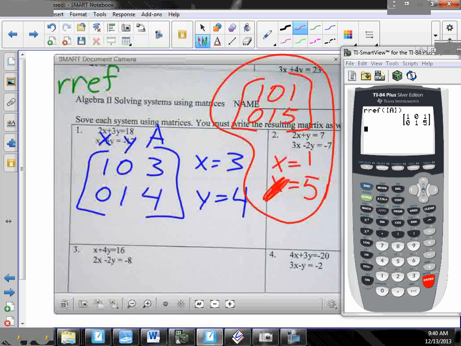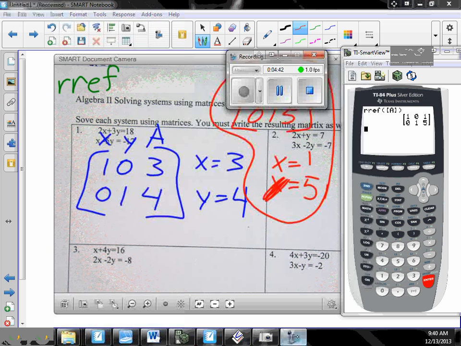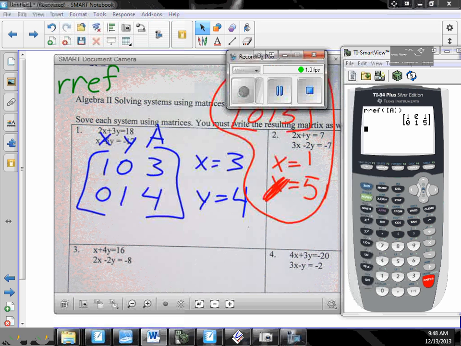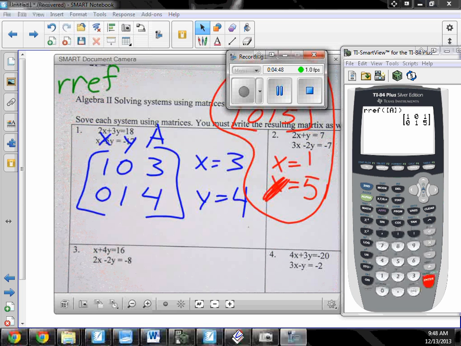Now, there's a little bit more I want to tell you, but I want you to practice this a little bit. So I'm going to pause the video and go ahead and start working on the stuff on the first page. Okay, so hopefully you've been checking your answers and they're going well.